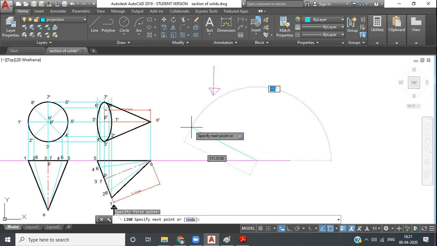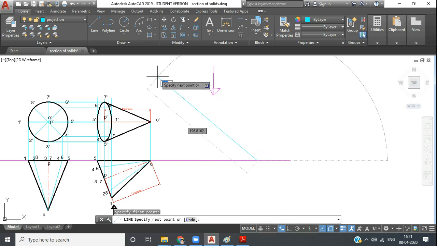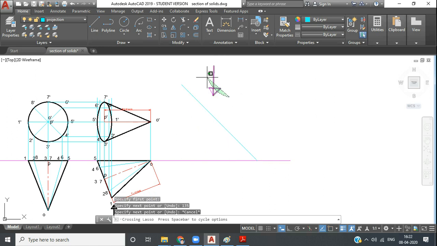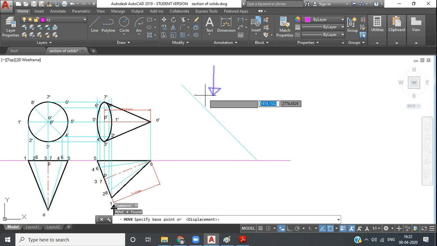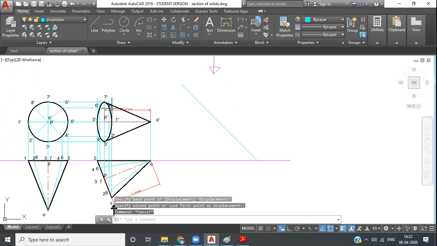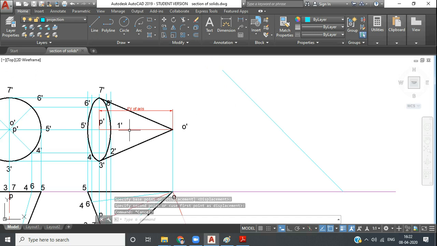If I want 45 degrees from here, 180 minus 45 is 135. The length is not so important, 135. You are looking from here, and it is nearer to the observer, so the base should be here. I have to project this and complete this cone here, so I will copy everything from here.